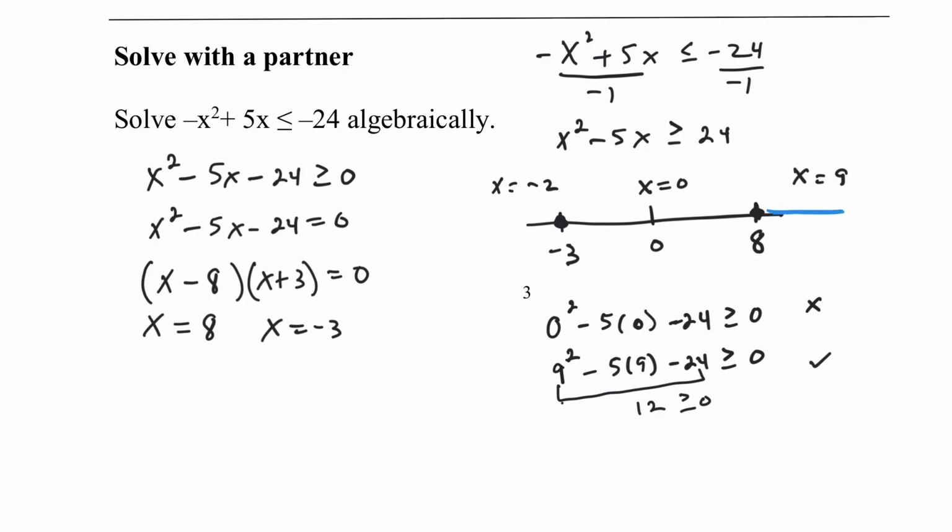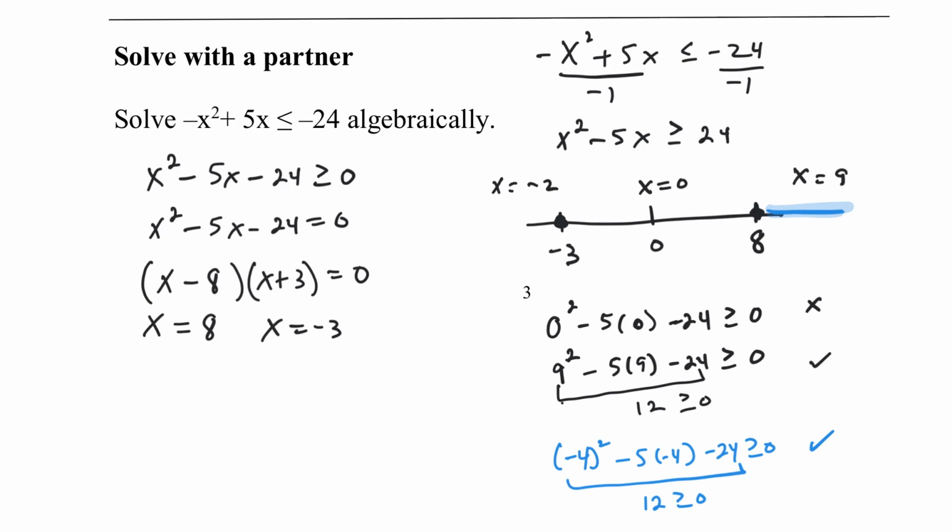It has to be larger than 8, in other words, numbers that are greater than 8. And now we're going to try -4. So we have -4 squared minus 5 times -4 minus 24 is greater than or equal to 0. When you evaluate this, you find that 12 is greater than or equal to 0, so that's going to work.